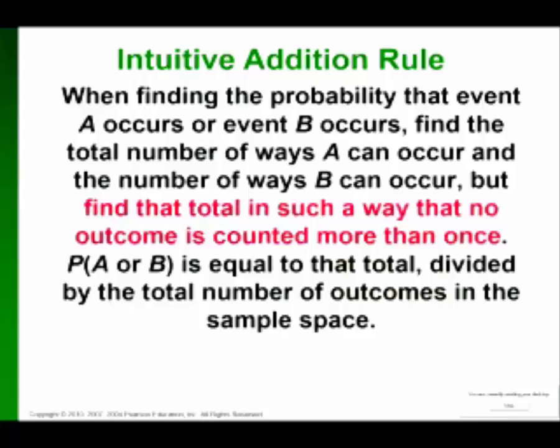Find the total ways A can occur, the total ways B can occur, but find that total in a way that no outcome is counted more than once. And then when you get that total, you divide it by the total possible number of outcomes, and that gives you the probability of A or B.